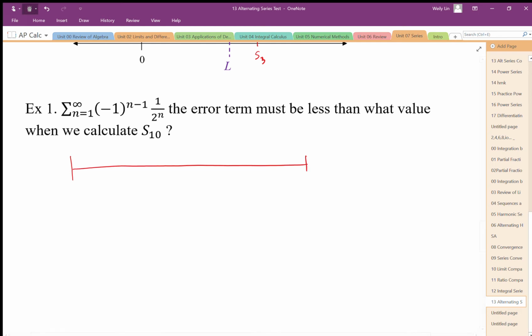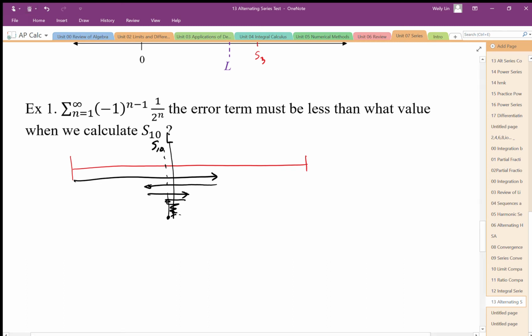Okay, so it's going to start with n equals 0, so negative 1 to the power 0, so it's going to be 1/2, okay, and then it's going to be 1/4, and it's going to be 1/8, and it's just going to go back and forth, okay, and we're going to have a limit here, and as we go back and forth, our S10 is going to be somewhere about here. Okay, there's our S10. So our S10 is estimated to be about there.